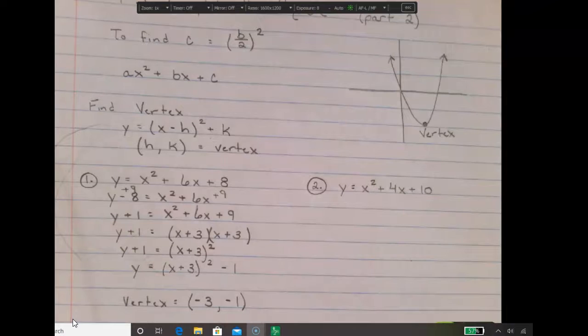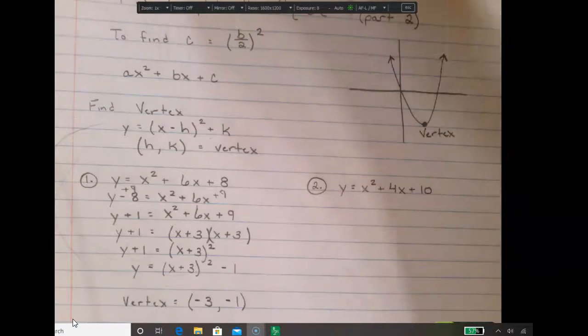So we're taking much of the same strategy that we used yesterday in order to find the vertex, like we just did on number 1. Let's go ahead and try it for number 2. So this time we'll go a little quicker with it. So y is equal to x squared plus 4x plus 10.